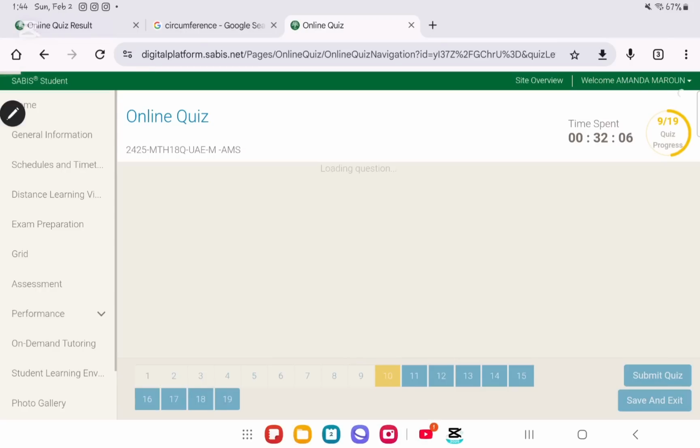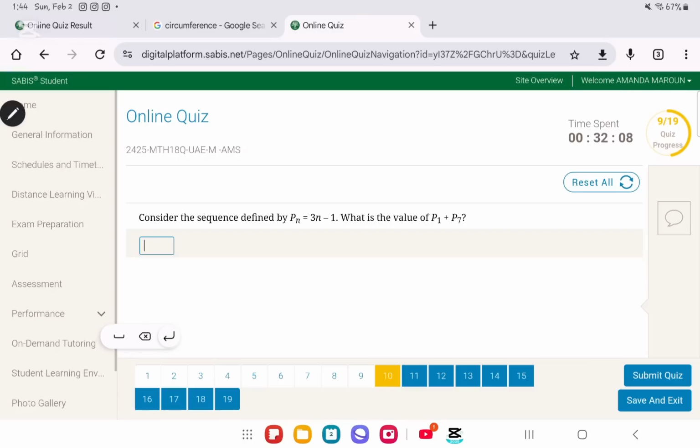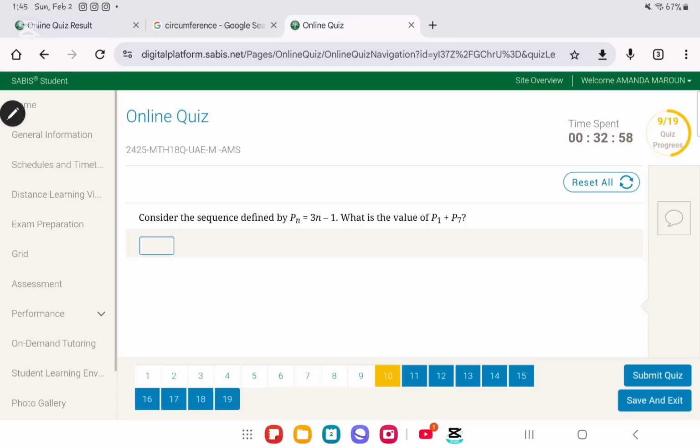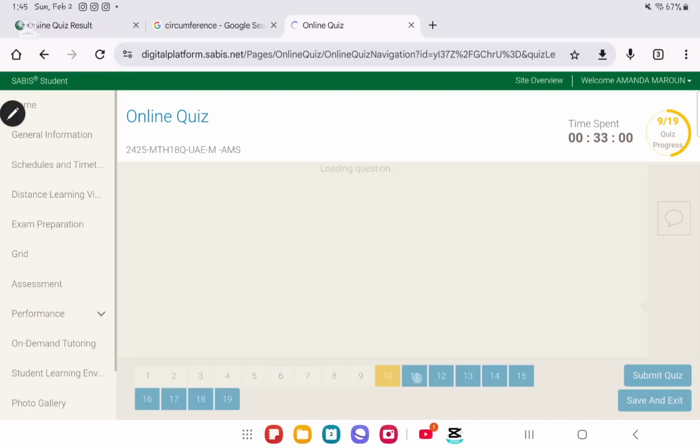Moving on to question number 10, they said consider the sequence defined by Pn equals 3n minus 1. They said what is the value of P1 plus P7? First let's find P1. P1 is going to be 3 times 1 minus 1, which is 2. And then P7 is 3 times 7 minus 1, which is 20. And now we simply add them to get an answer of 22. So the answer over here is 22.